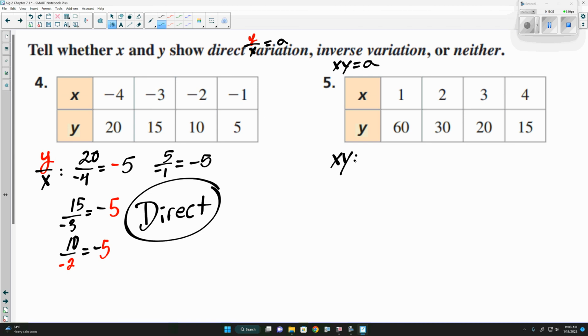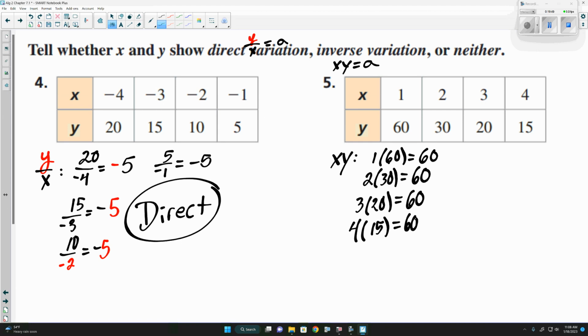So if we multiply them, we have 1 times 60 is 60, 2 times 30 is 60, 3 times 20 is 60, and lastly 4 times 15 is 60. So we get the same amount across all of them, yes? So this is inverse. Do we even need to check for direct variation? No. There are some that do vary inversely and directly, but those are a specific case. Here we're just looking for one or the other, not both. So this one here would be inverse. Any questions on any of this here?